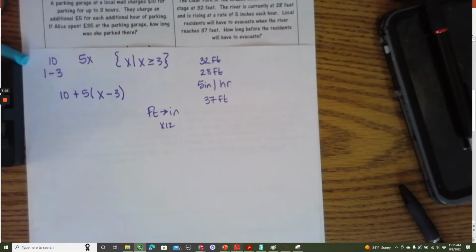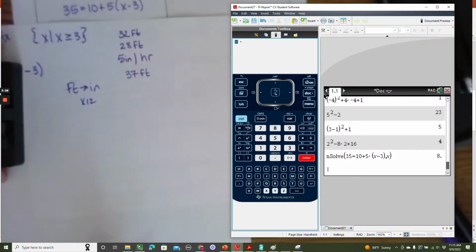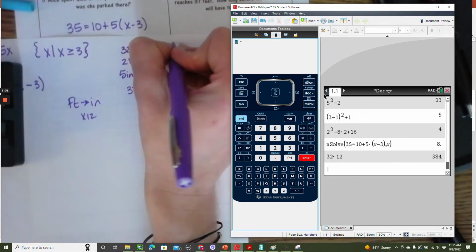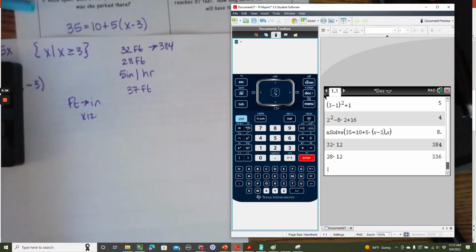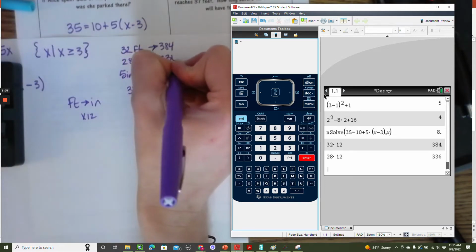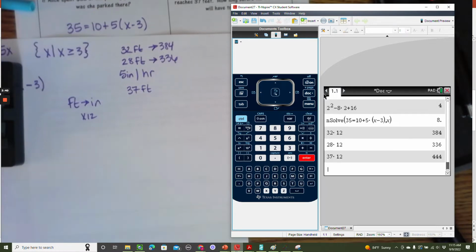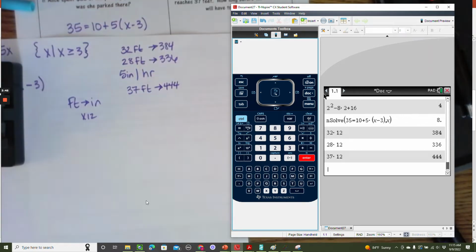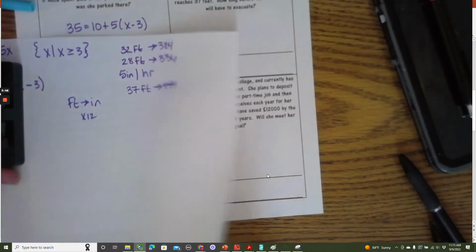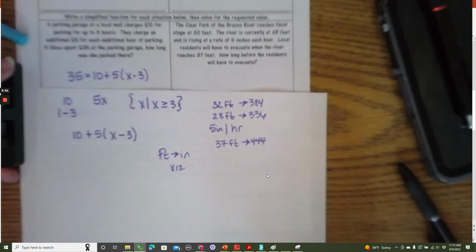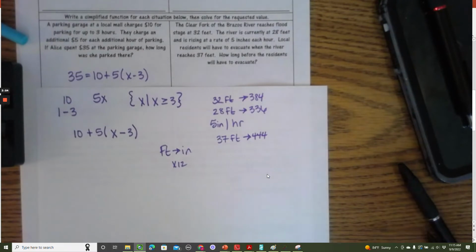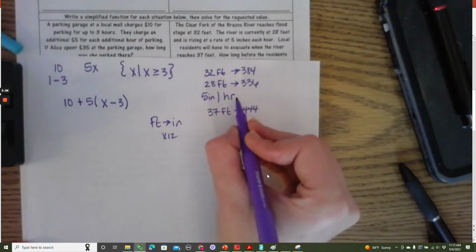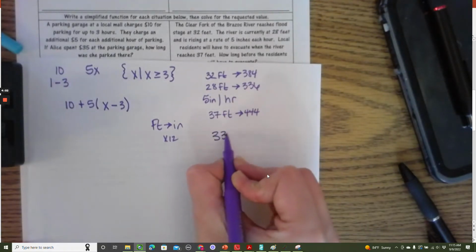All right, so 32, let's see here. 32 times 12, that would be 384 inches. 28 times 12 would be 336 inches. 37 times 12 would be 444 inches. All right. So let's write the equation first. Where's the river at right now? 28. Okay. So that was 336. So that's my starting place.